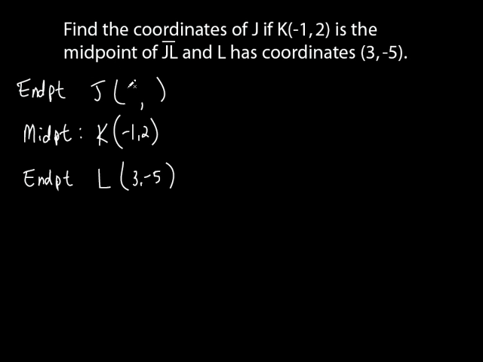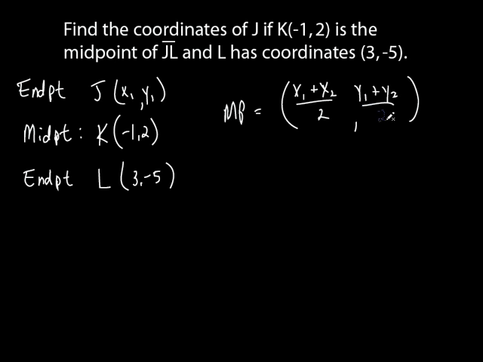So since we don't know what it is, we'll call it x1, and we'll call this y1. This is what we're trying to solve for. So let's stick stuff into our midpoint formula. Let's write the midpoint formula down again. I'm going to show you a longer way to go through it, and then maybe we can see what's going on and do a shorter way. So x1 plus x2 over 2, and this is going to be y1 plus y2 over 2.